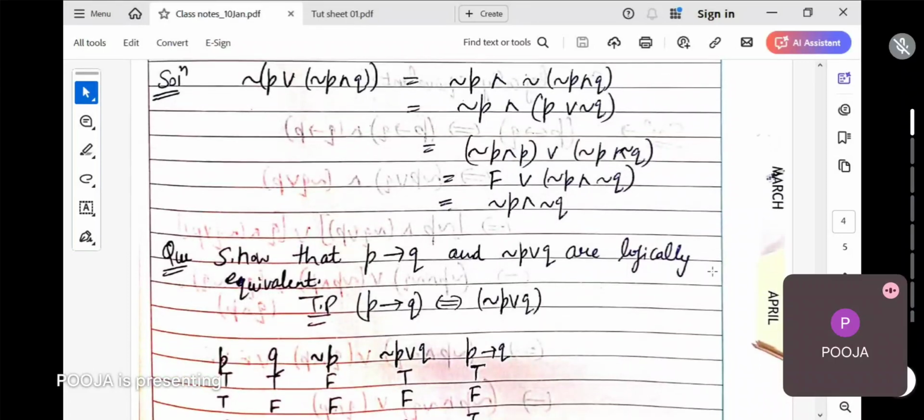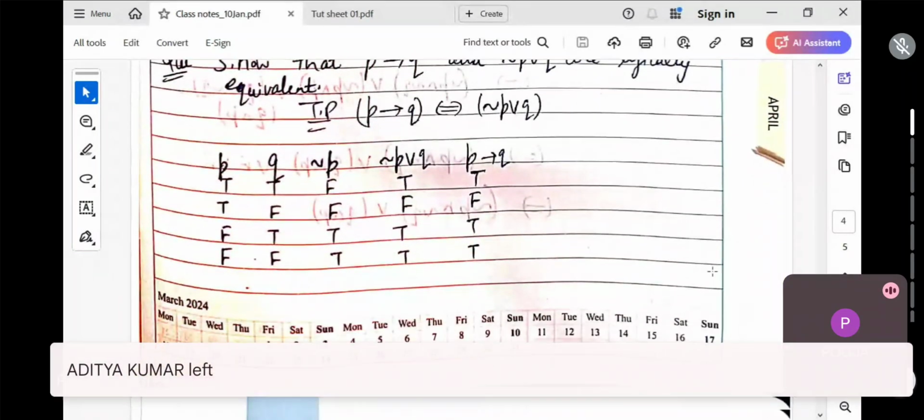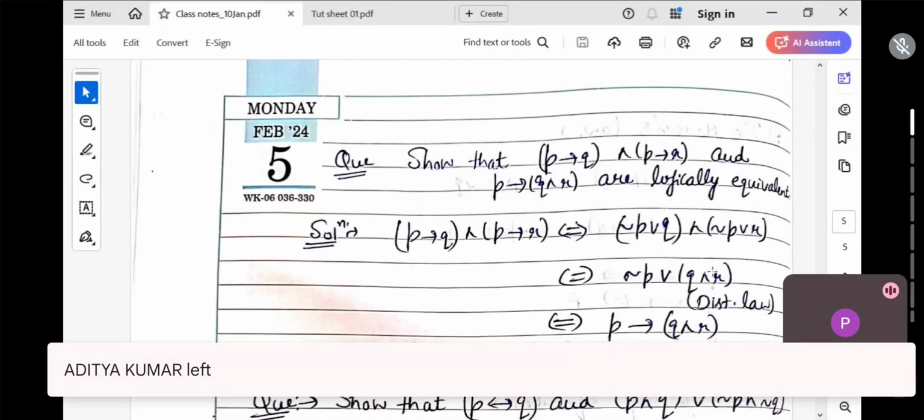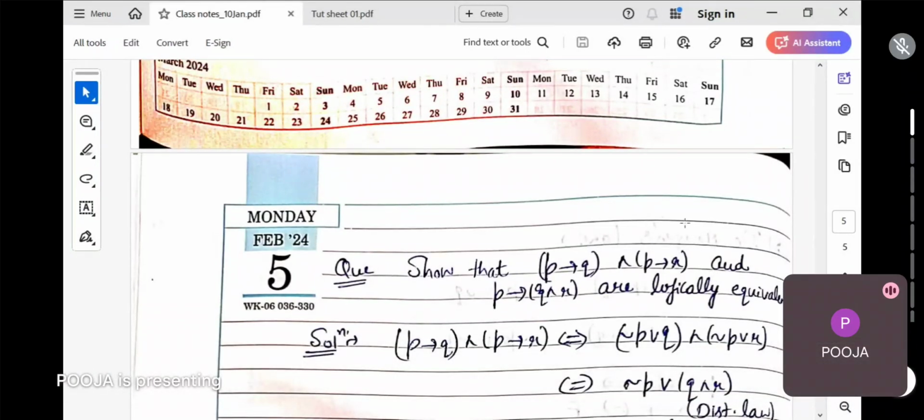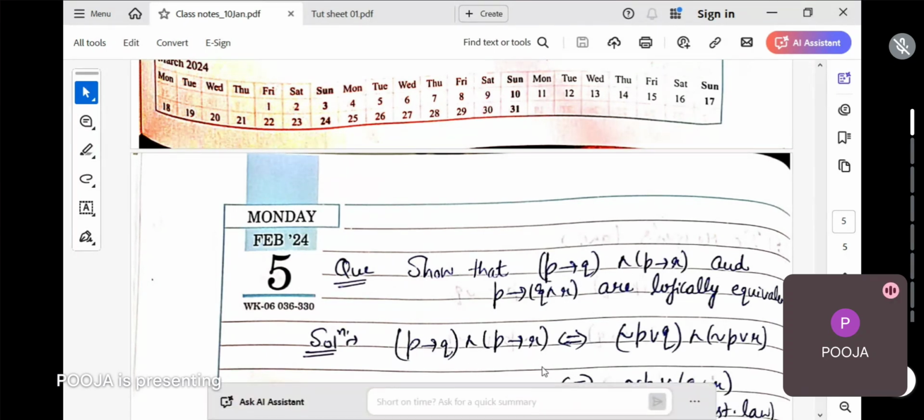Similarly, this one was done with the help of a truth table only. We have another question. We have to show that P implies Q and P implies R is logically equivalent to P implies Q and R. So we have to show these two compound propositions are logically equivalent. I'm doing this question without using a truth table. So I start with P implies Q and P implies R.